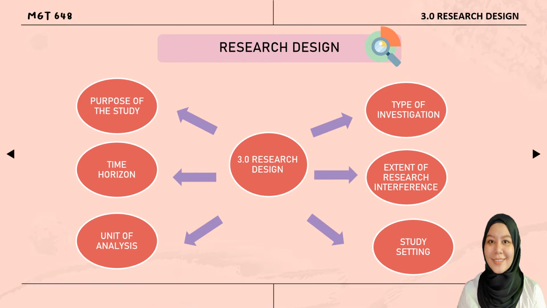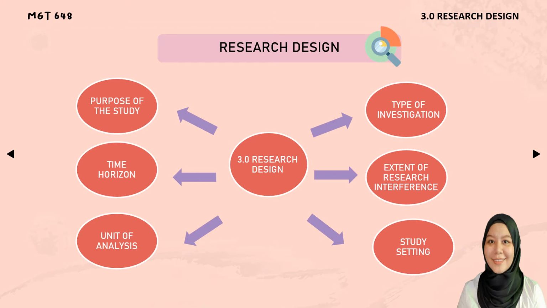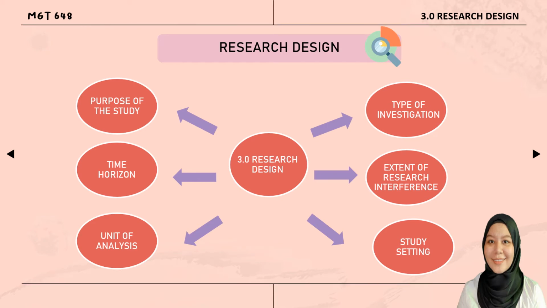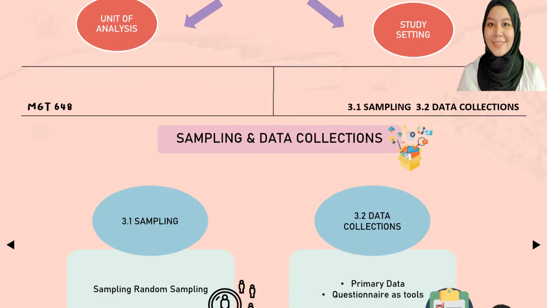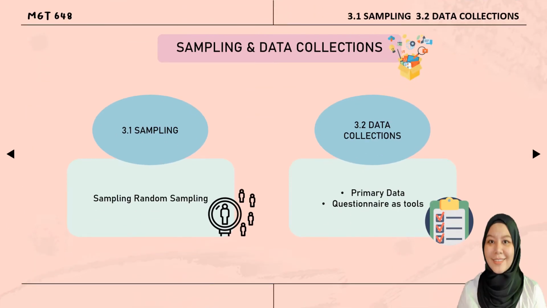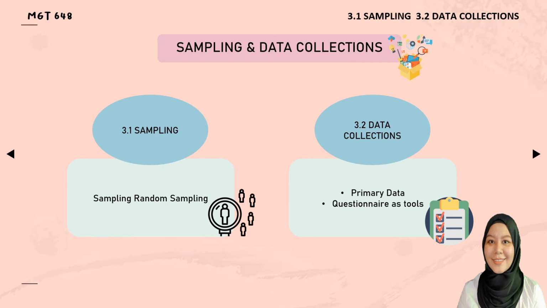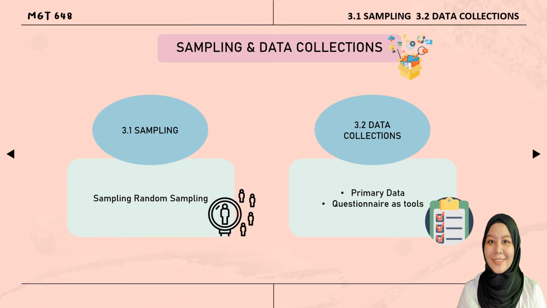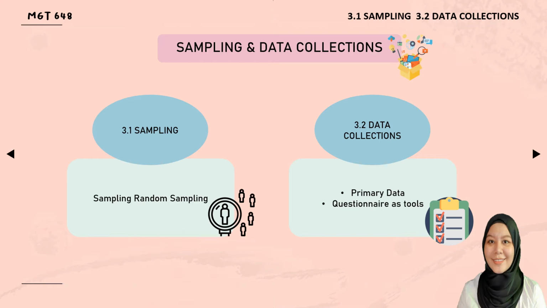The time horizon used in this research study is cross-sectional design because we only distribute to the respondents one time. Secondly, in this research, we use probability sampling, popularly known as simple random sampling, as the method. We use this method because everyone has an equal chance of being selected as a subject for the respondents.